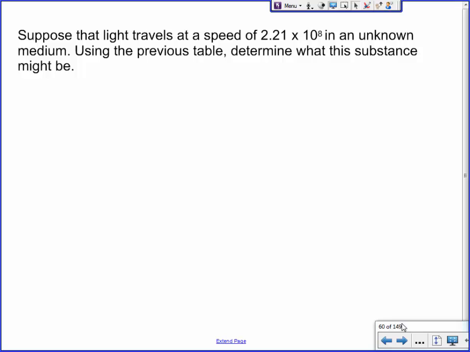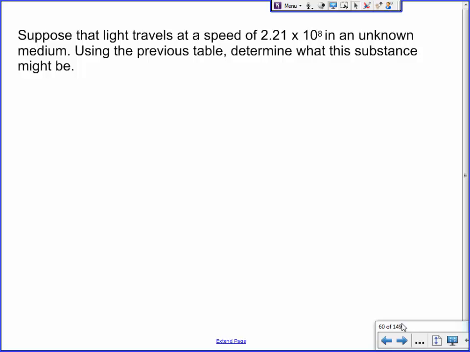Wait, let's try another math example. You have light traveling at a speed of 2.21 times 10 to the 8th in an unknown medium. Let's figure out what this medium is. So it may feel like we don't have enough information here, because I literally gave you one number. And that's actually the point behind this example, is that as you look at it, you go, Chris, I don't have enough info here. But that's not true. There's hidden information here.